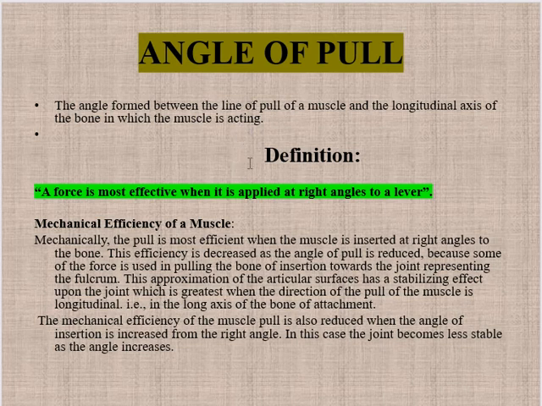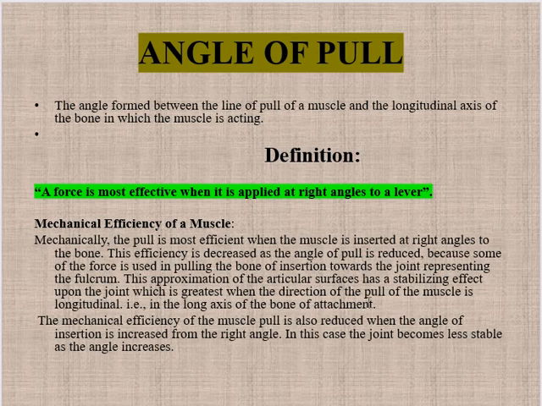Most important is the definition. A force is most effective when it is applied at right angle to a lever. In terms of mechanical efficiency of muscle, we can say that mechanically pull is most efficient when the muscle is inserted at right angle to the bone. This efficiency is decreased as the angle of pull is reduced, because some of the force is used in pulling the bone of insertion toward the joint, representing the fulcrum.